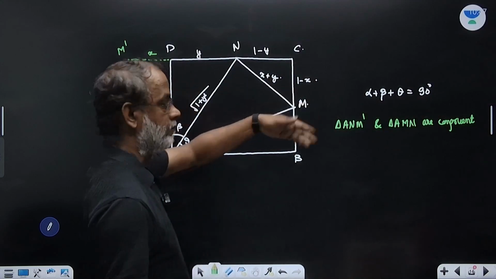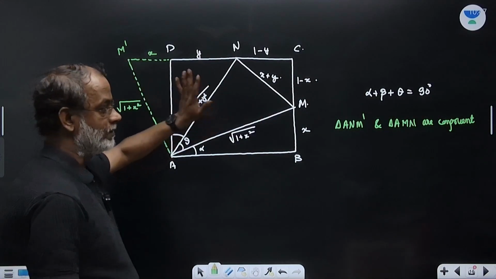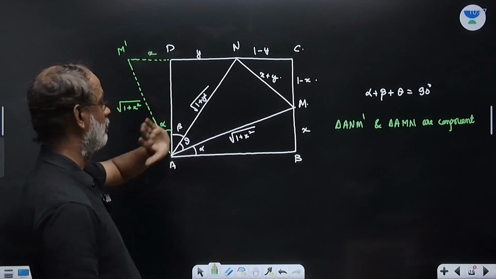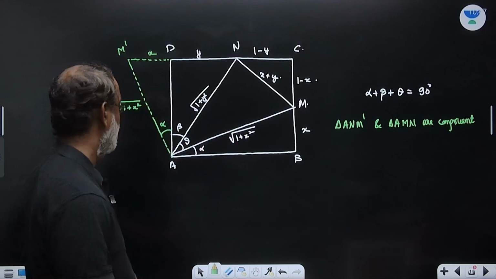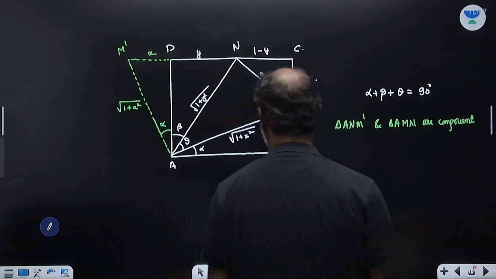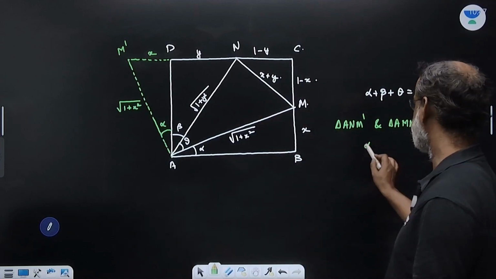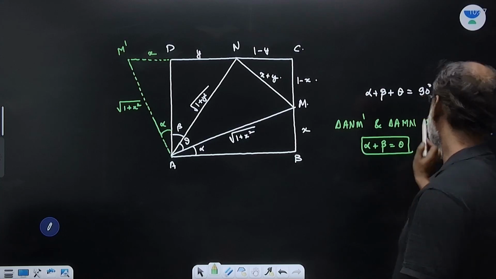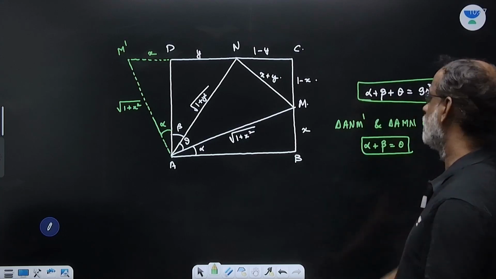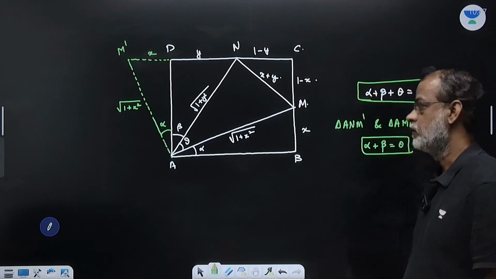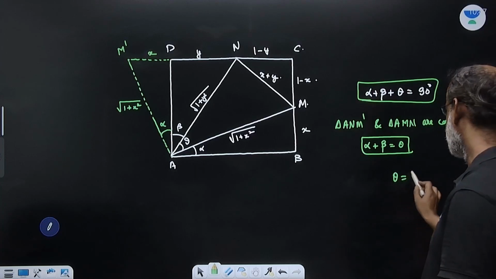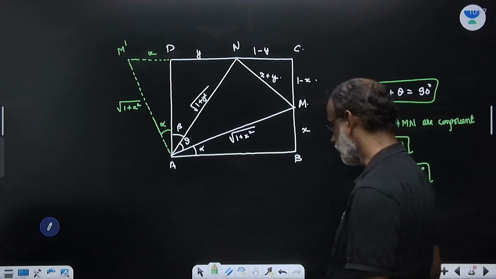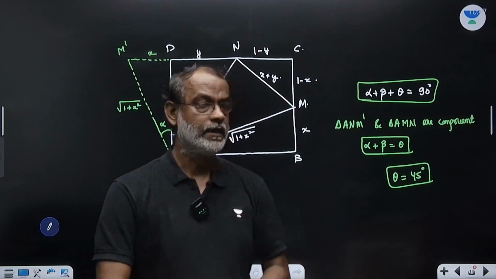x plus y, x plus y. I think this is why the problem was asked, not the brute force method. Are you able to conceive, are you able to think along these lines? And now you can very easily see alpha plus beta is theta. Okay. So, you have theta is 45 degrees. Rest all is a trivial conclusion. Fine.